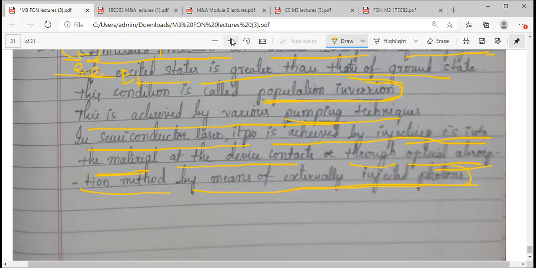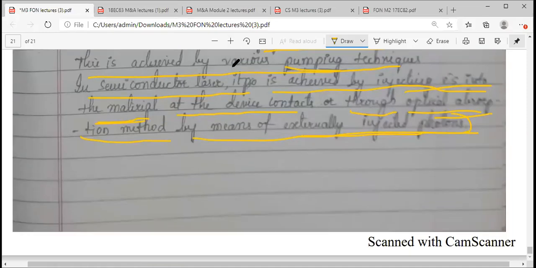This is about the introduction of the lasers. In the next concept, we have to study about the laser threshold conditions. Okay, so that we will be continuing.